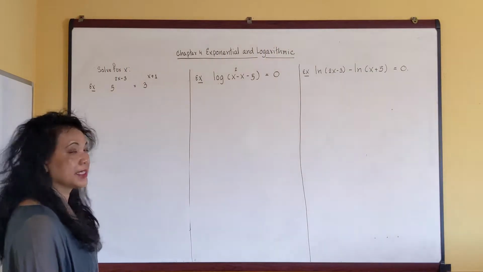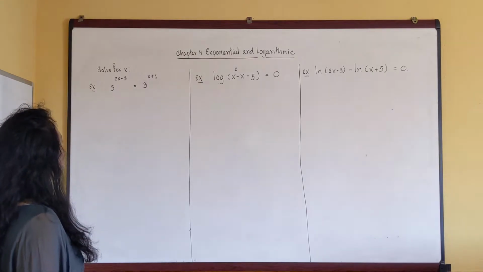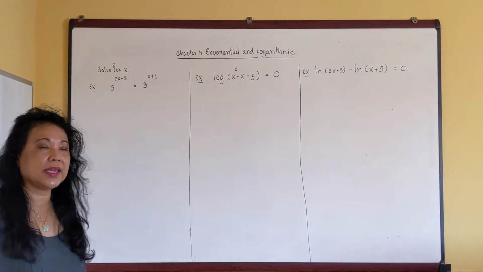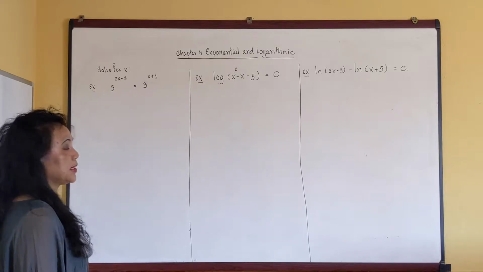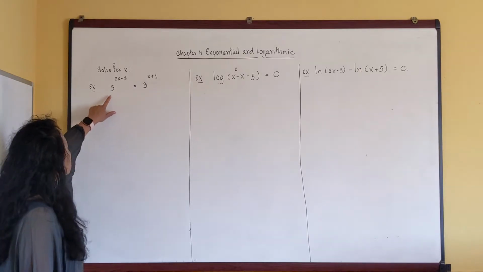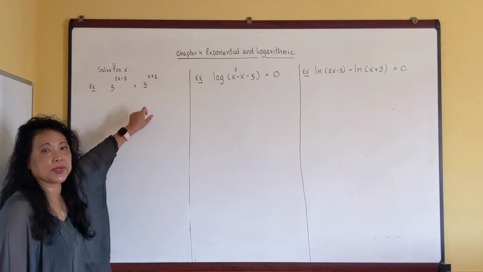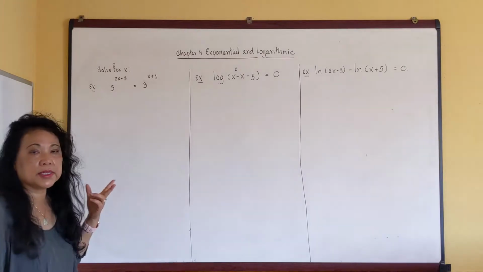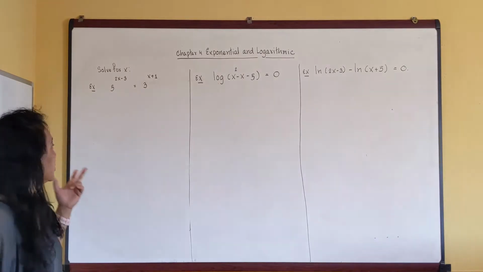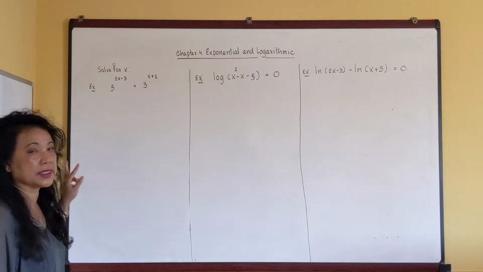Let's continue with more examples. Again, I need to solve for x, and I have 3 examples here. You're going to approach each one differently. Look at the first one. This is base 5 and this is base 3. If you can make them the same base, you will try to do that. But in this case, I cannot make them the same base.